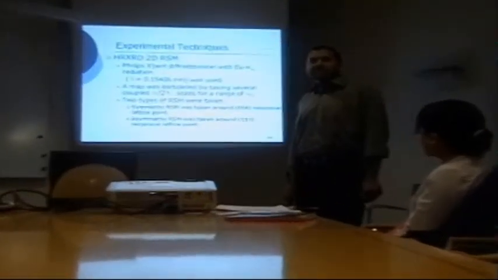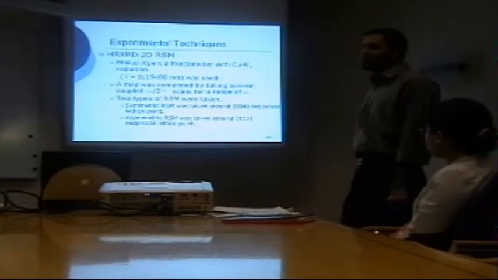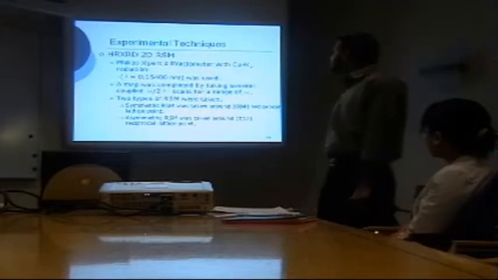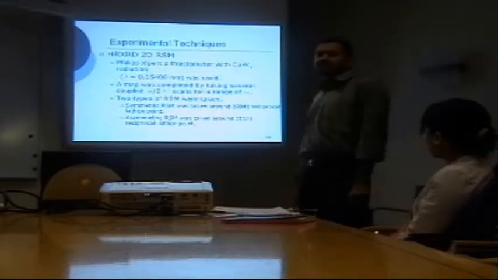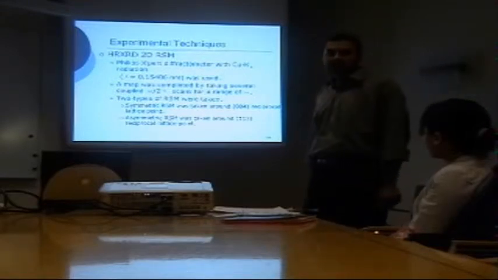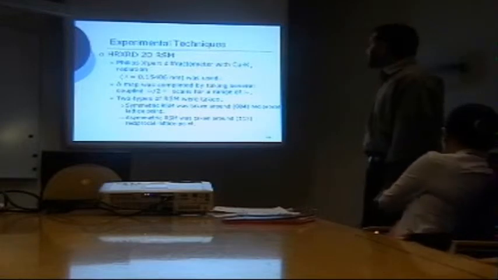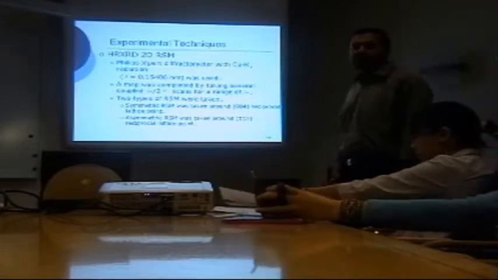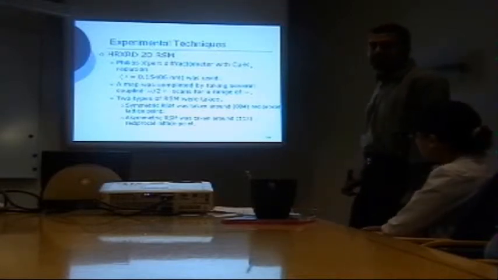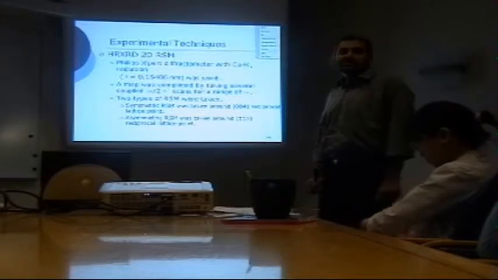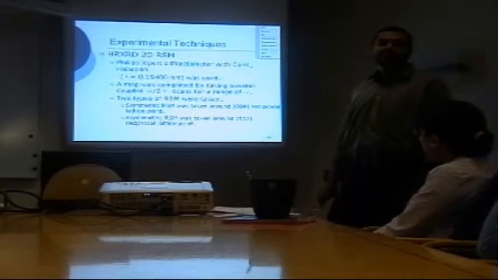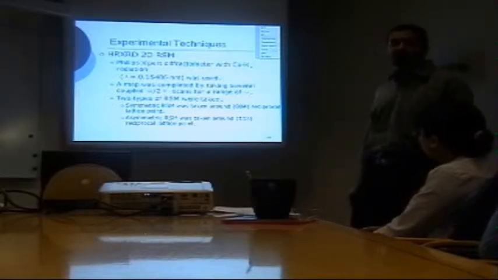In high resolution XRD 2D reciprocal space mapping, we used a Philips X'Pert diffractometer with copper K alpha radiation. A map was completed by taking several coupled omega-2theta scans for a range of omega. Two types of reciprocal space maps were taken. A symmetric reciprocal space map was taken around the 004 reciprocal lattice point, which provides information about the crystal quality and the lattice bend and tilt between the silicon germanium layer and silicon substrate in the 110 in-plane direction.